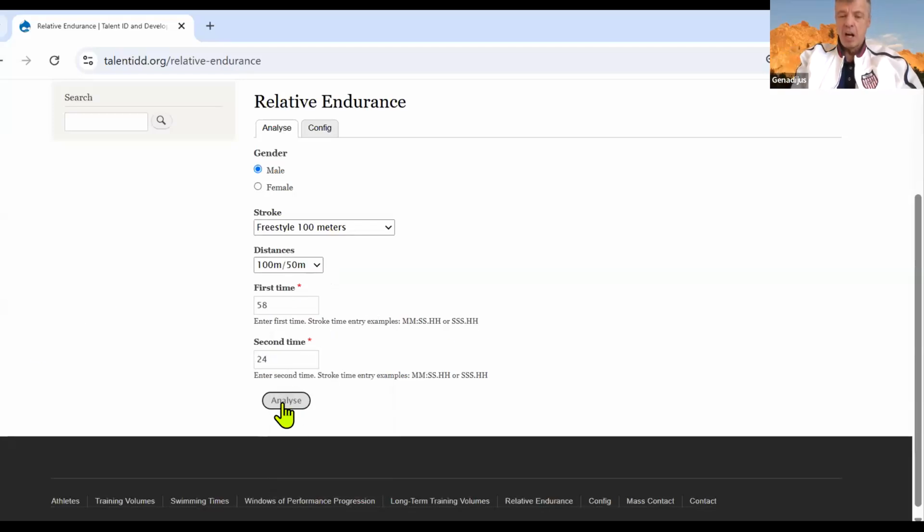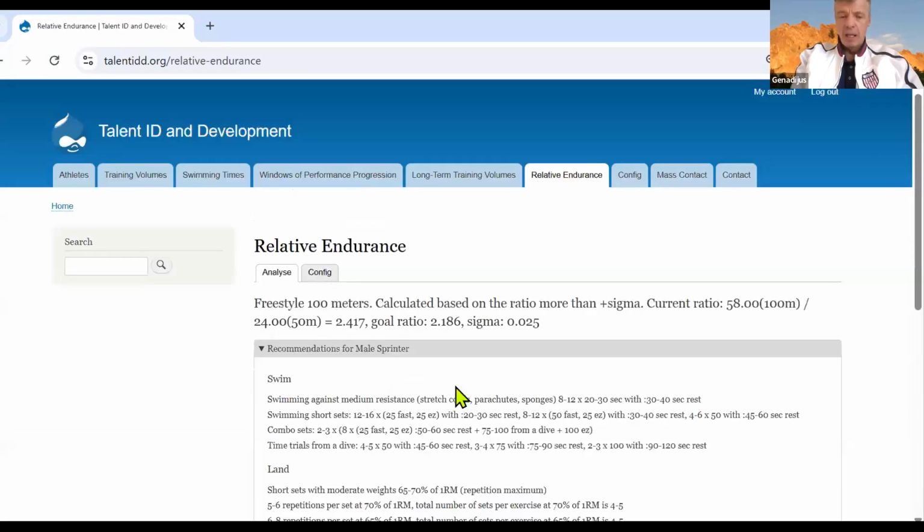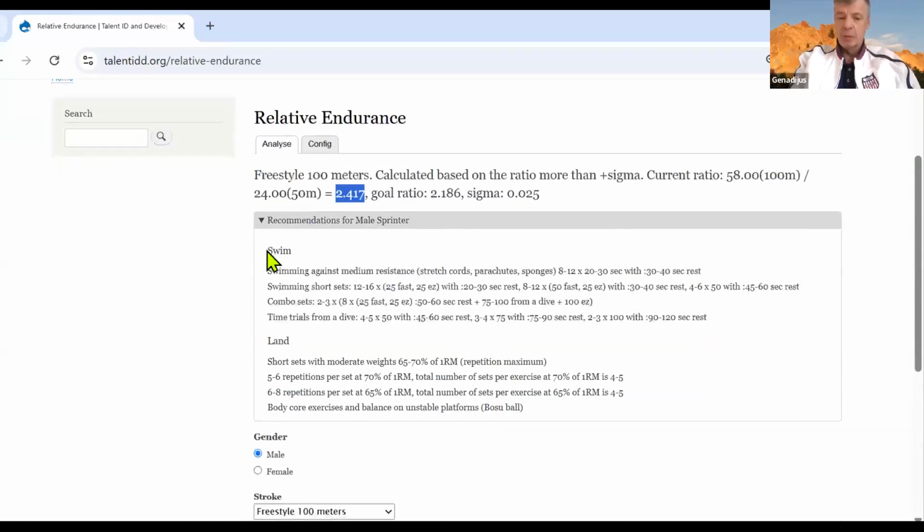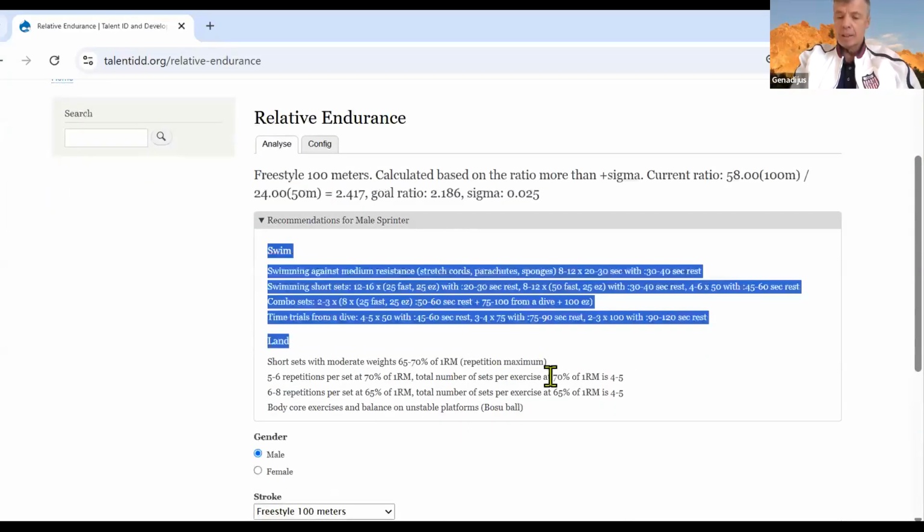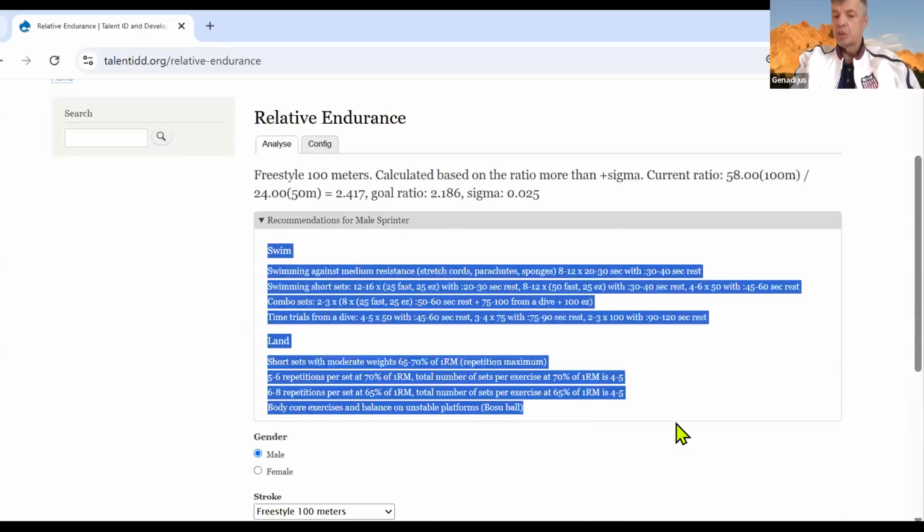You enter results, click on Analyze, and the software tells you that my swimmer has a ratio of 2.41, which is super high relative to what elite level swimmers have. Elite level swimmers over 100 freestyle have a ratio of 218. And if my swimmer has 241, definitely my swimmer does too much sprint training in practices. We need to increase better endurance. And that's why the software will recommend what kind of training your swimmers need to do.